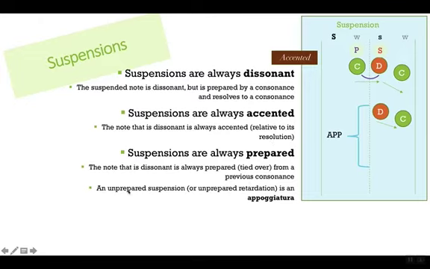But for right now, I just want to point out this idea that we said before, which is that if you had a suspension that wasn't prepared, and we'll do unprepared retardation next, it would be an appoggiatura. So in the previous screen, we saw what would happen if you have a dissonance on a strong beat that resolves by step to a consonance. That would just be an appoggiatura. But if you prepare this note in the previous beat as a consonance and tie it over, all of a sudden the exact same thing becomes a suspension. So if you're trying to remember what an appoggiatura is, think of it as an accented incomplete neighbor.